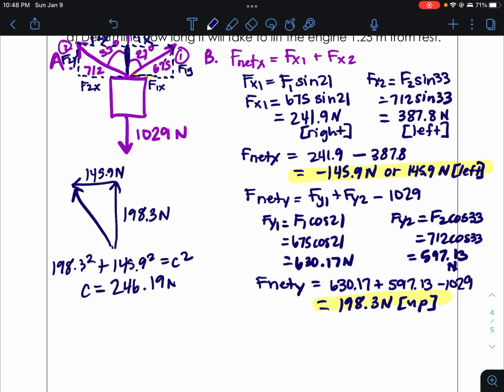So we get C to be equal to 246.19 newtons. And then if we wanted to find the angle here, we would take inverse tangent of 145.9 divided by 198.3. And we get 36.34 degrees. So that is our net force and our angle.